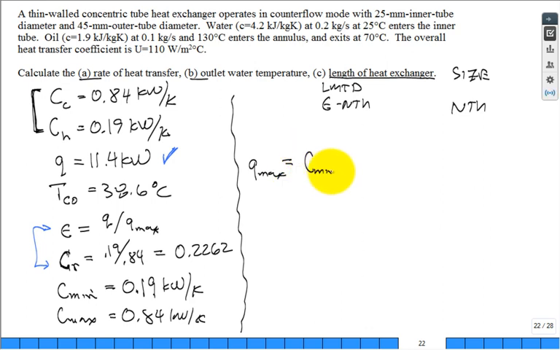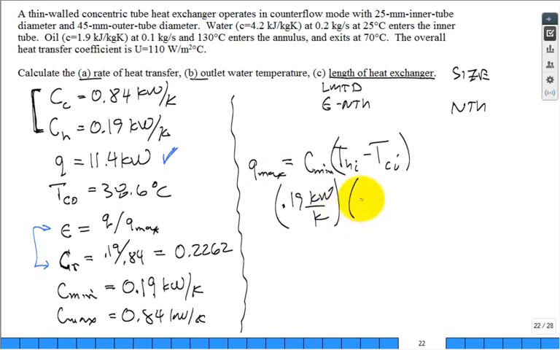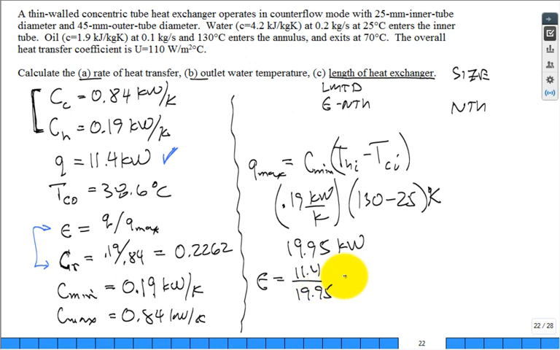All right, it's C min times temperature hot in minus temperature cold in. That's our maximum delta T. So our minimum heat capacity rate was 0.19 kilowatts per Kelvin. The hot in temperature is, I'm looking for it right now, 130, thank you. And our cold in, 25. So that's a 105 Kelvin temperature difference. So that's 105 times 0.19, and you get 19.95 kilowatts. Now we can get effectiveness. It's the 11.4 divided by 19.95. The effectiveness comes in at 0.5714, blah, blah, blah. Very good, thank you.